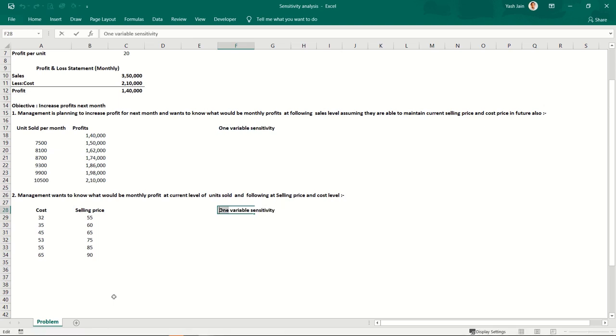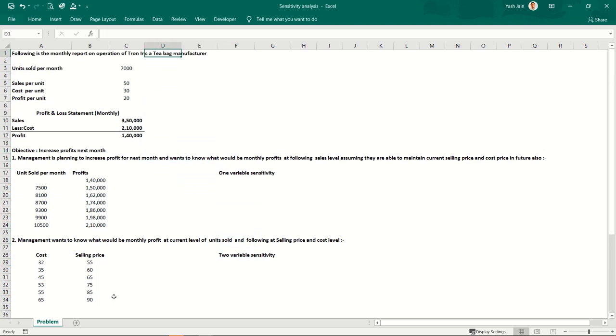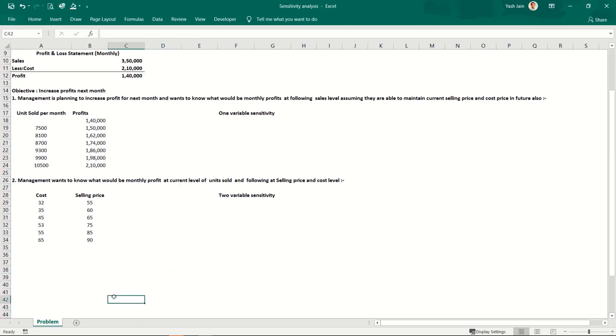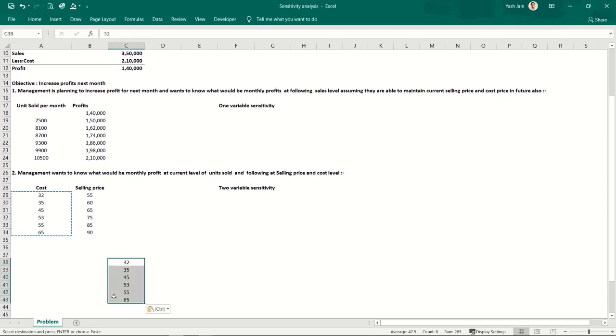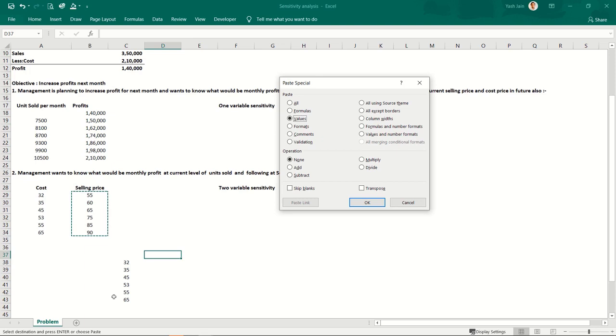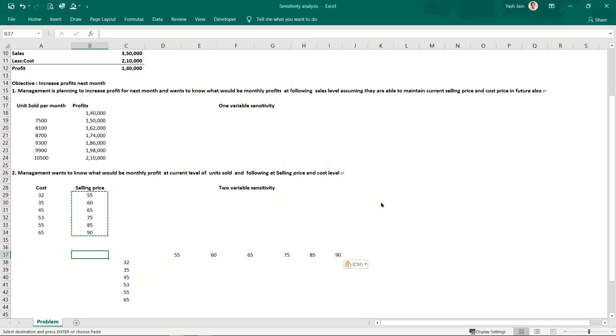So two variables here are my selling price and my cost price. Here the one variable was number of units sold. Okay, so let us do this. For this I need to arrange this data in a particular manner. So I want this cost data vertically, so maybe let me copy paste here, and I want this sales data horizontally. So let me copy this and I want it horizontally. So I'll say Alt E S V and E. Basically I'll be transposing this data and press OK.